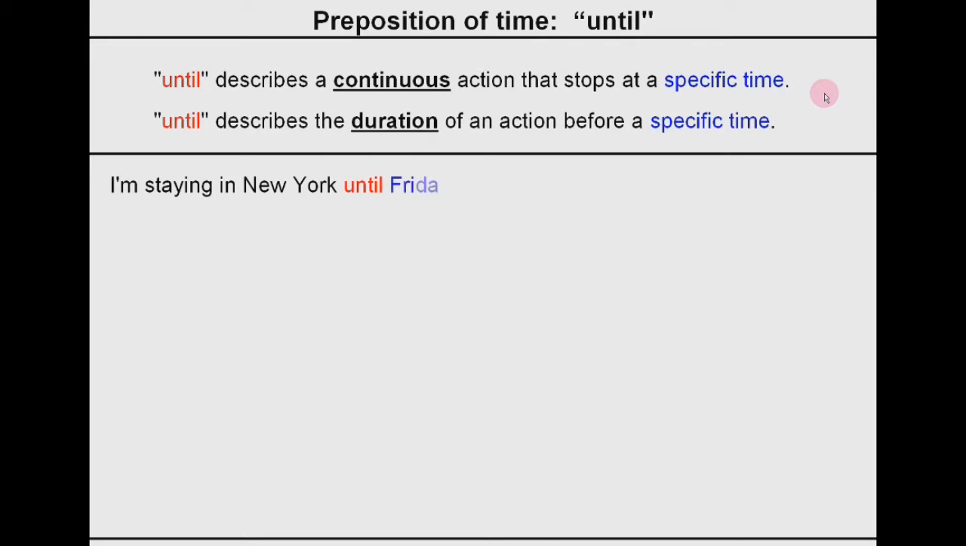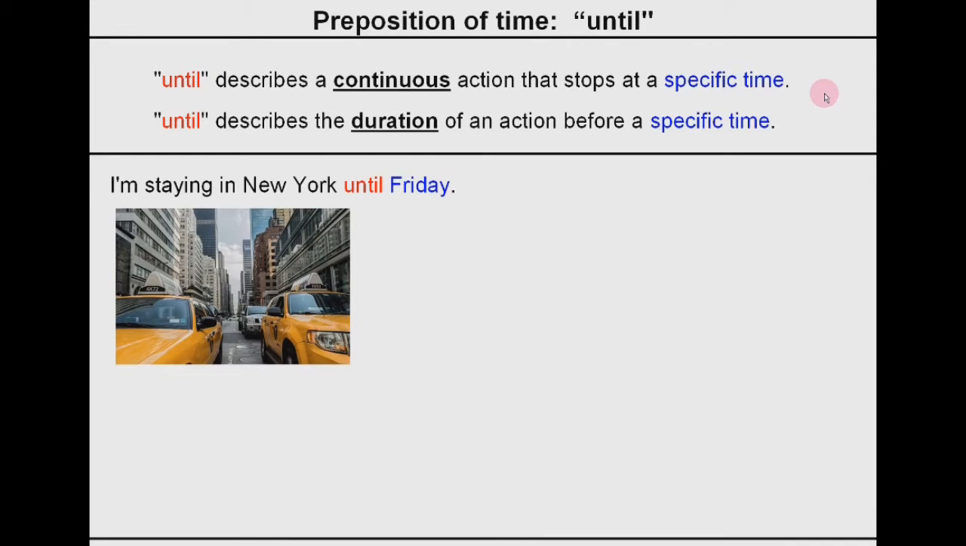Example: I'm staying in New York until Friday. So this means, for example, perhaps today is Monday and I am in New York. So it means I will be in New York today, tomorrow, and every day until Friday. And then Friday, I will leave New York.